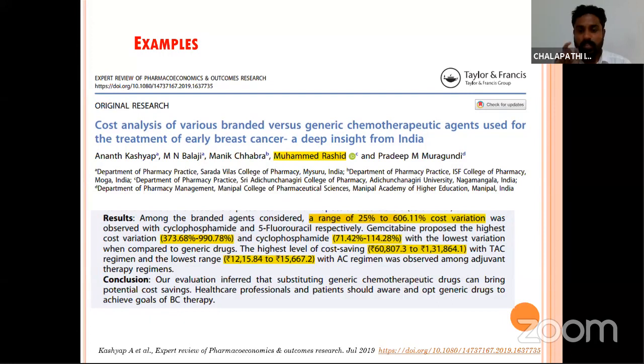Are you clear? If they had used a generic version of the drug instead of branded drugs for a TAC regimen for early breast cancer patients, they could have saved around 60,000 to 1,31,000. Similarly, the lowest range we observed was with the AC regimen, where they could have achieved around 12,000 to 15,000 of saving when they go with the generic drug instead of branded drugs. This was the one study which we have done.